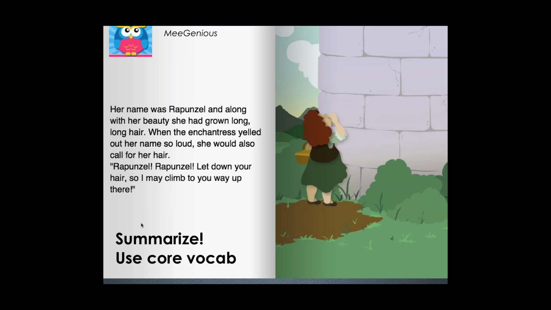Her name was Rapunzel, and along with her beauty, she'd grown long, long hair. When the enchantress yelled out her name so loud, she would also call for her hair. Rapunzel, Rapunzel, let down your hair so I may climb to you way up there. So how would you summarize that using core vocabulary?